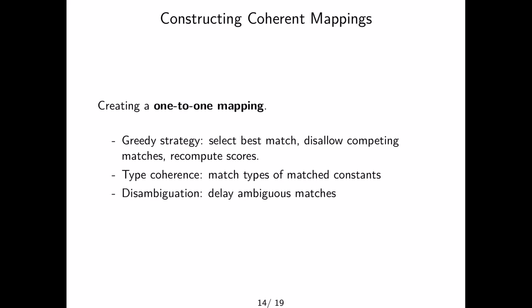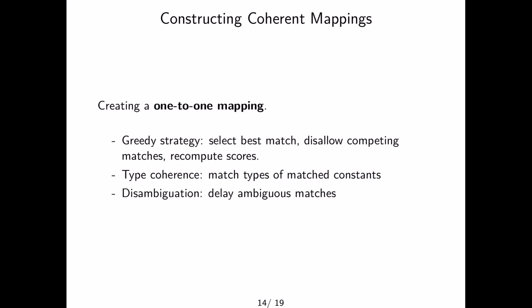The first idea is to employ a greedy strategy. You take the best match, and then you look at which constants appear in this best match. Let's say the best match is plus with plus. Then you disallow competing matches. So any matches that mention plus are removed from the computation. And you also assume that you already have this match, and then you recompute the scores using the same algorithm.